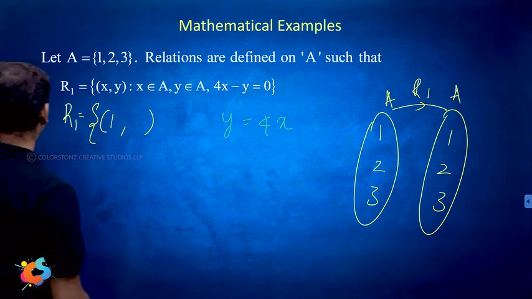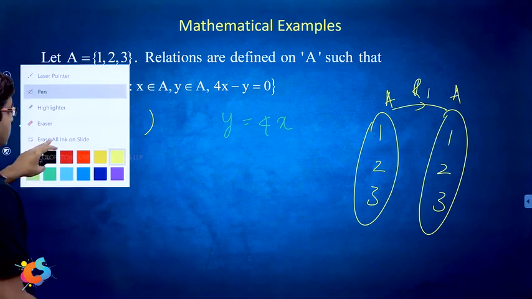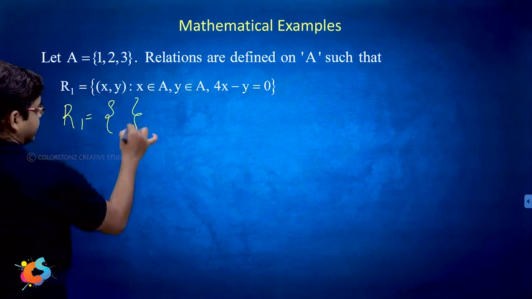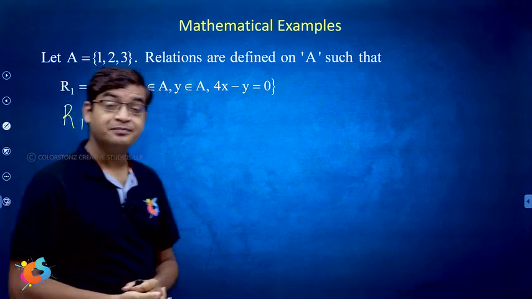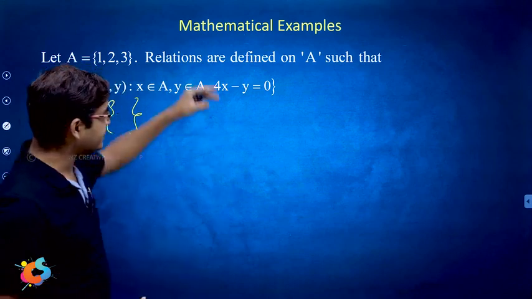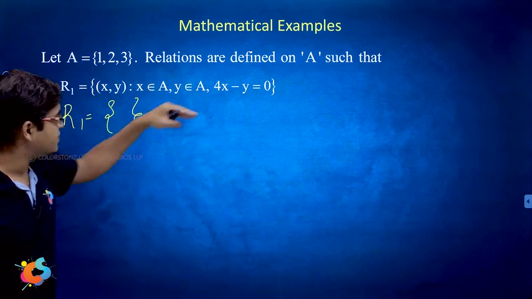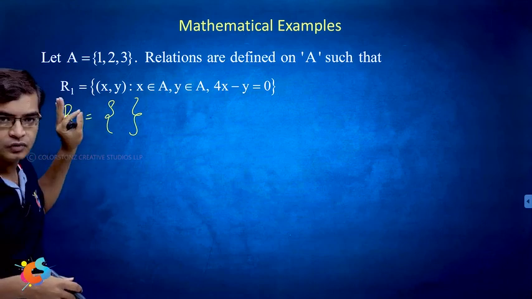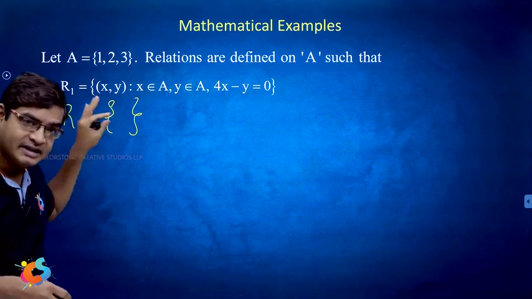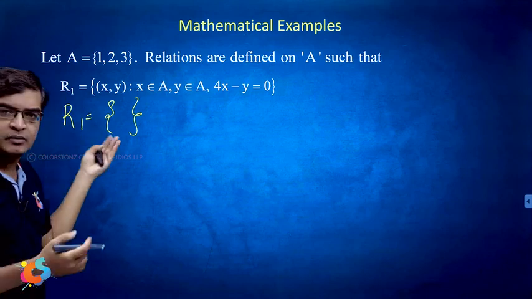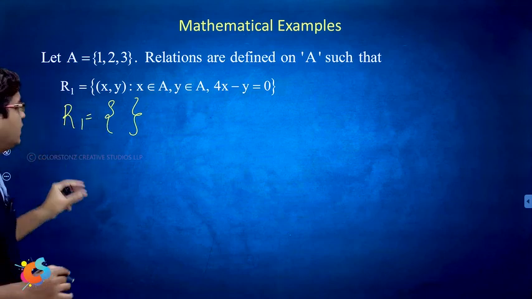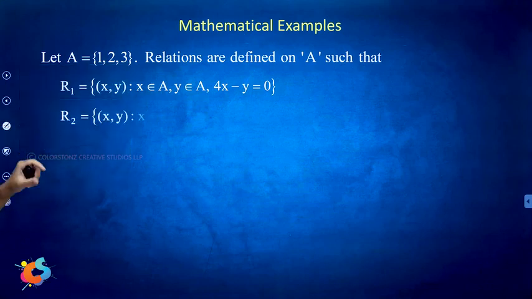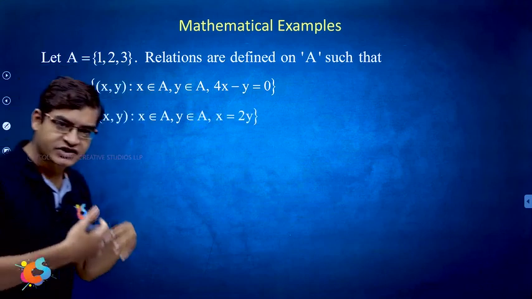So here we have a null set. Okay. So this is the roster way of writing the same set. Instead of giving the condition, you are clearly writing whatever ordered pairs are going to come, or whatever elements are there in that set. Here there is no element, so you are writing the null set. Okay. So we have written relation R1. Next let us come to relation R2.